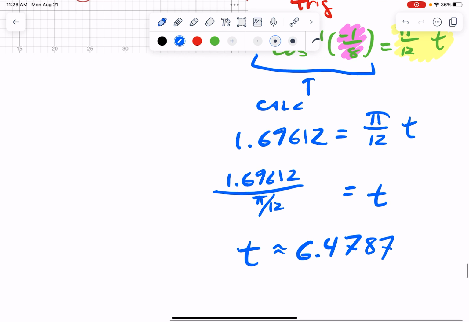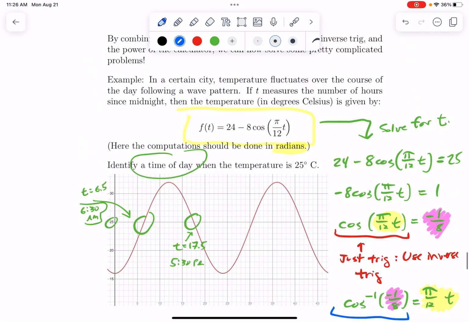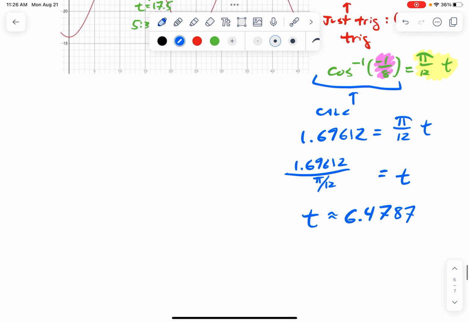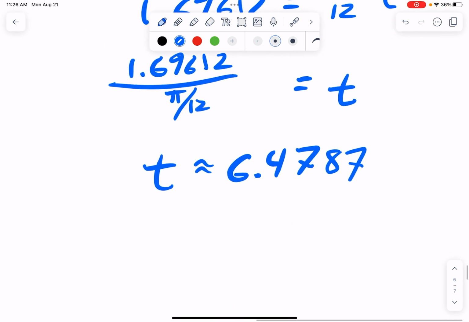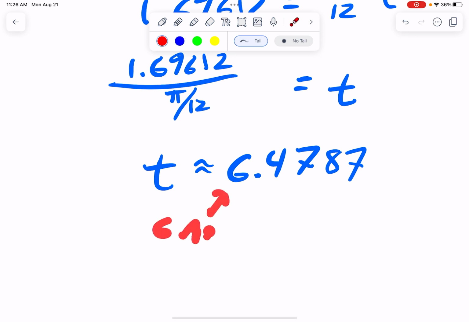So this is solving for t, but it might feel a little unsatisfying, right? Identify a time of day. And if you're like me, this sounds very awkward. If I say, hey, what time do you wake up? And you just say something like 6.4787 hours after midnight. That's not really how people talk. So we really want to convert this to a normal time. So what we could do is say, all right, this definitely means 6 a.m. And then this is a fraction of an hour.